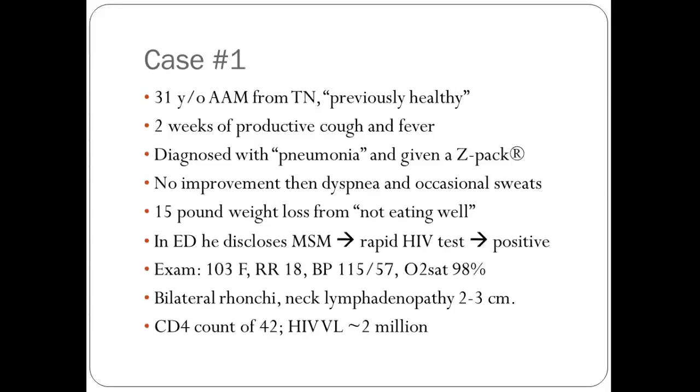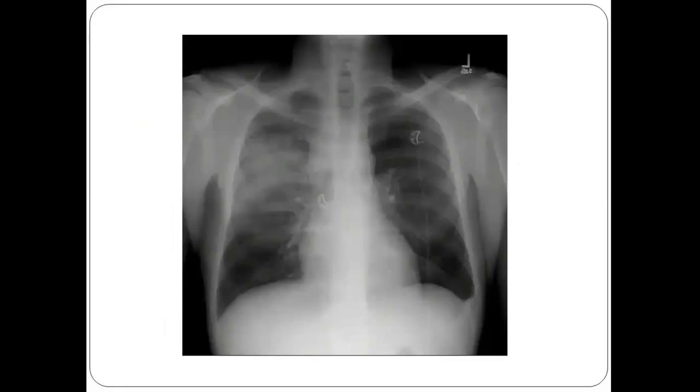On exam, he has significant lymphadenopathy, lymph nodes in the neck, as well as some bronchi in the bases, and his CD4 count is found to be 42, so we know that he's in the AIDS category, and HIV viral load is about 2 million. This is his chest x-ray, and you can see there is something going on over here, right?